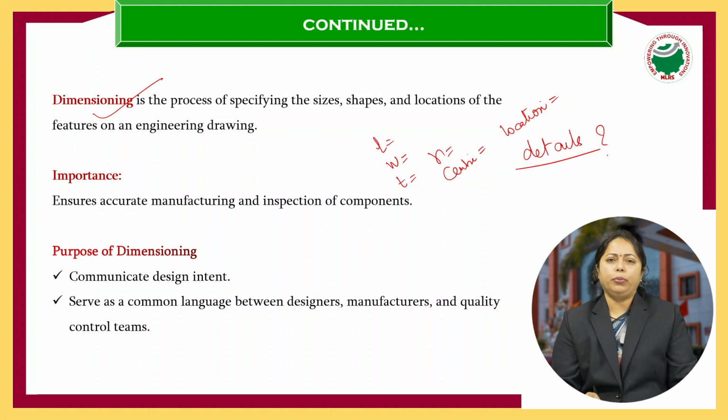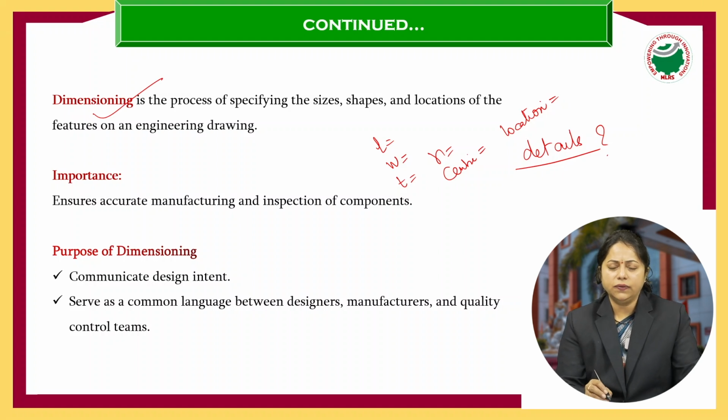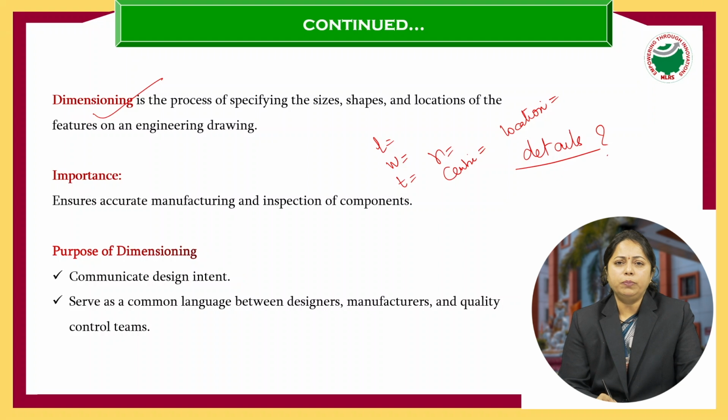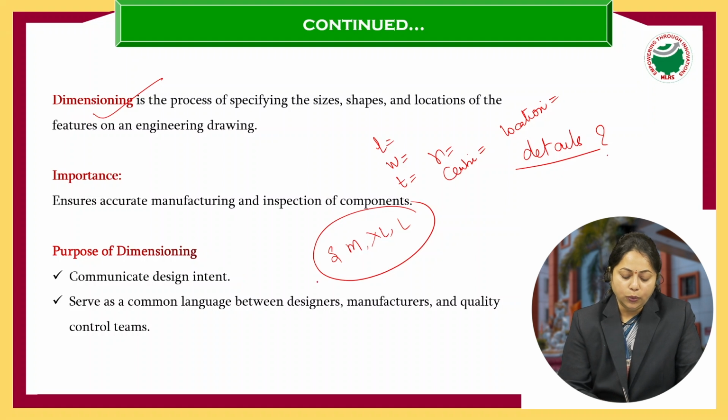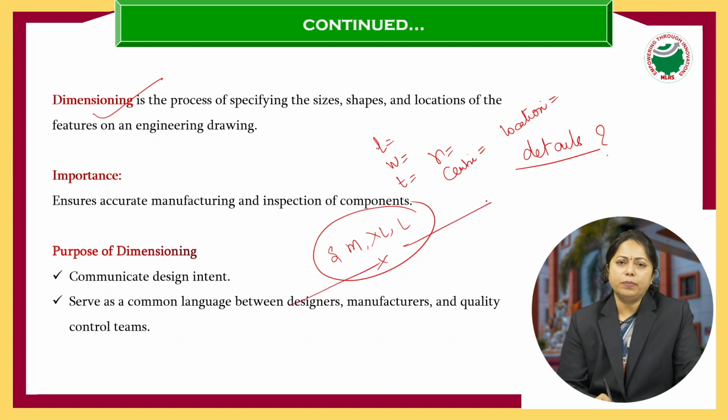Because when we make a product, let me give another simple example. When we purchase clothes and visit a store, we not only look at the fabric, the color, the brand, but our concentration is also on the size of the shirt which we are going to purchase. It can be small, medium, XL or L. This is the specification we are looking at, what exactly we fit into. So this is a very simple example for dimensioning, right?